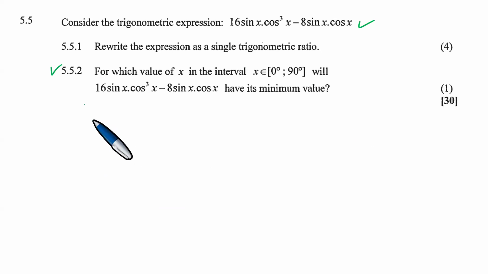Right. Consider the trigonometric expression, this one. For which value of x in the interval x between 0 degrees and 90 degrees will 16 sine x cosine cubed x minus 8 sine x cosine x have its minimum value? It's 1 mark, like 1 minute, but you'd have to remember something. I'm going to give you a chance to answer that one, but I'm just going to write some background here as you're thinking about it. Okay, we know this one.